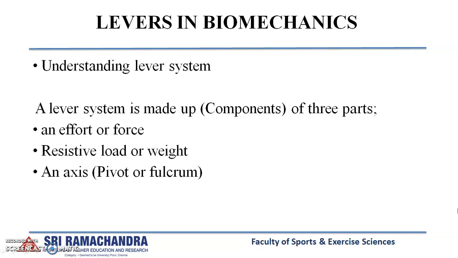Now, hope you all know about a lever system. It is made up of three components: one is an effort or a force, a resistive load or a weight, and an axis, pivot or a fulcrum. Location of these three components determines the efficiency of lever, otherwise known as mechanical advantage, and the class of lever system.